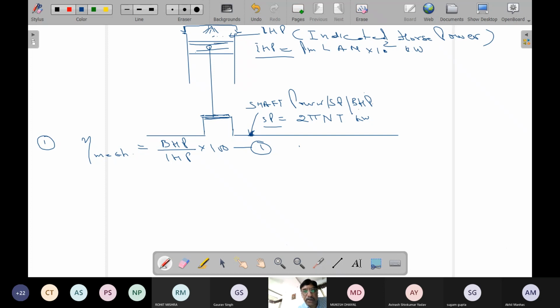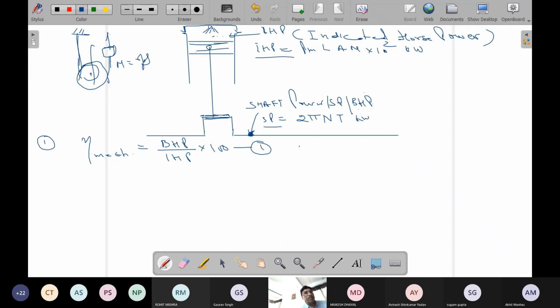The power which I am getting here at this point is shaft power, correct? Which can be independently calculated using the formula 2 pi nt. And how is it done? If this is a shaft, and suppose I put a belt here, and on the other end I put a dynamometer, which gives me the torque, and I keep tightening it, and this shaft is rotating at n RPS, so many revolutions per second. So force into distance, that is the torque, and that gives me the power here.